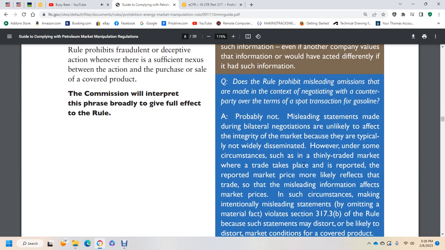Next question: Does the rule prohibit misleading omissions that are made in the context of negotiating with a counterparty over the terms of a spot transaction for gasoline? Probably not.